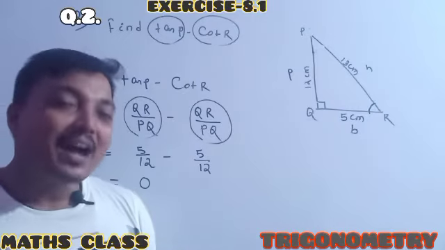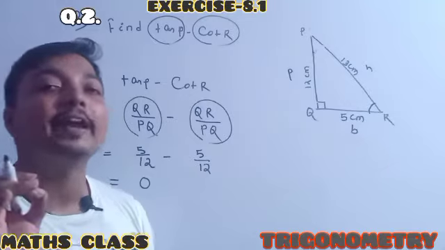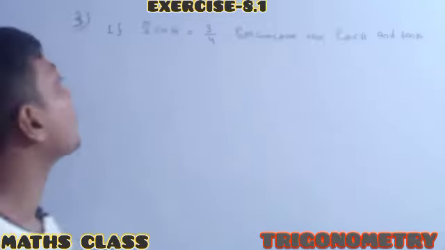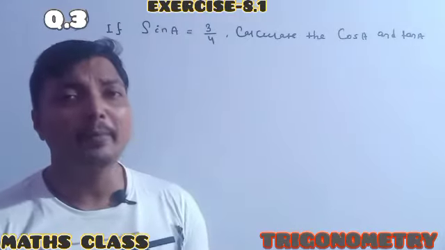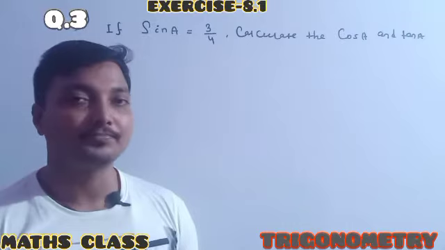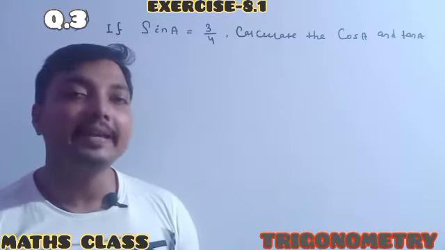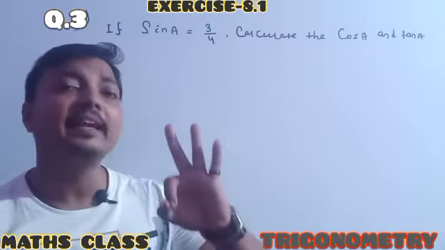Okay. So next I want to do another question, which is of a different variety. See, question number 3 is of a different variety, where one of the trigonometric ratios is given. I told you from the beginning that we can find the trigonometric ratios in 3 ways.